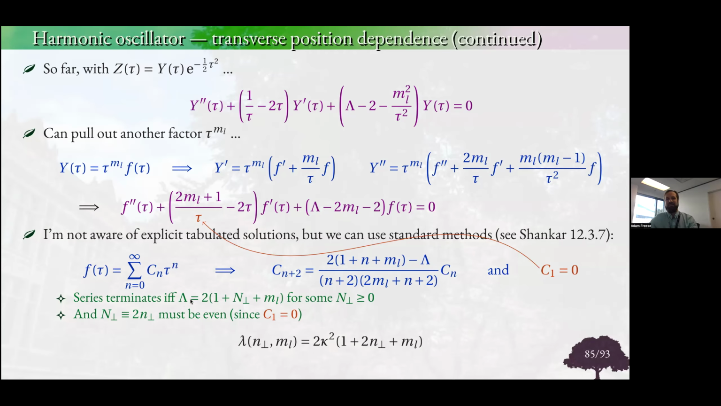And in order for this to not blow up and for the series to terminate, you need that this capital lambda is equal to, for some integer big N perp, this combination of N perp and your other quantum number ML. You also know that N perp has to be even, since all of the odd coefficients are zero, and you can solve for the lowercase lambda, the eigenvalue, as being 2 times kappa squared times this combination of quantum numbers here.